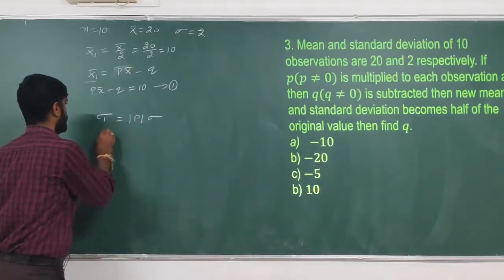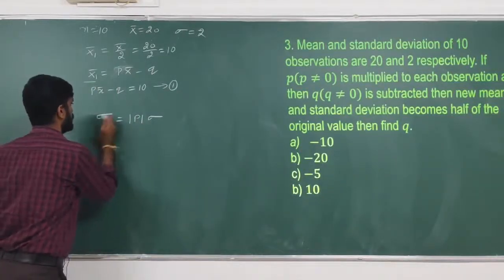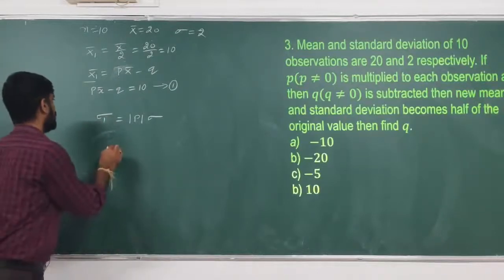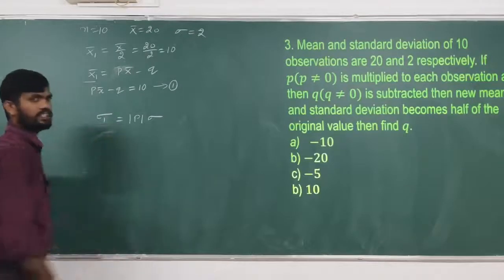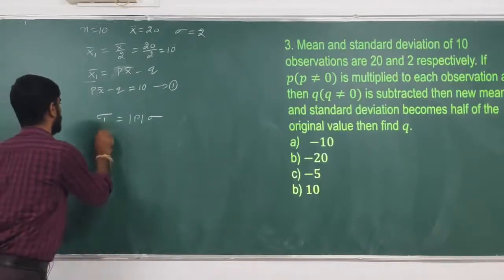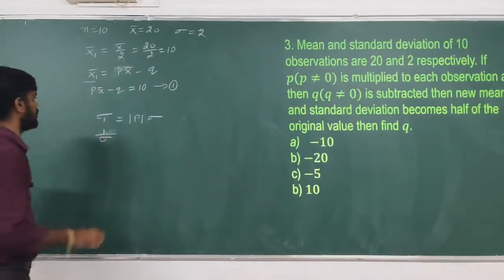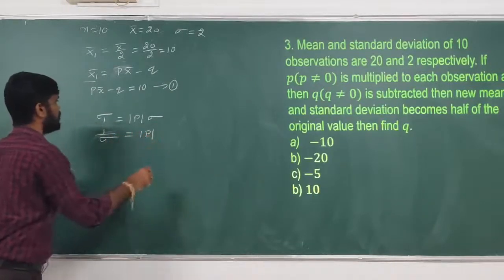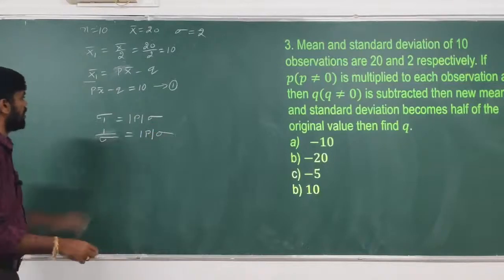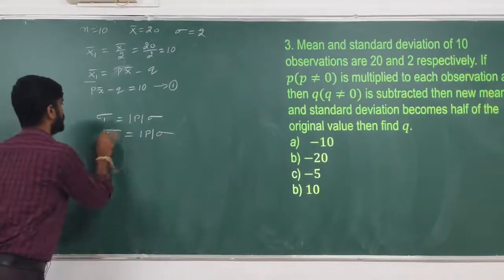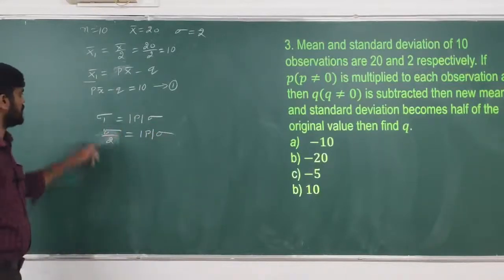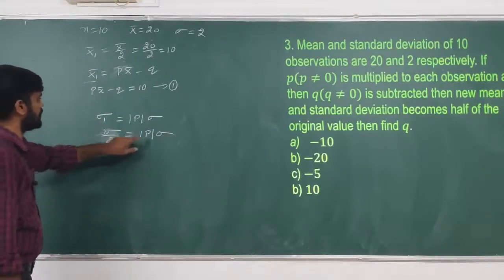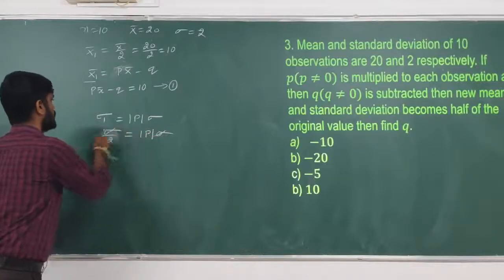Now sigma 1 is equal to this. They have said it is half of the standard deviation. So this is equal to modulus of p into sigma, and sigma 1 becomes half of the original deviation, that is sigma by 2. So that is equal to sigma. Now sigma cancels.